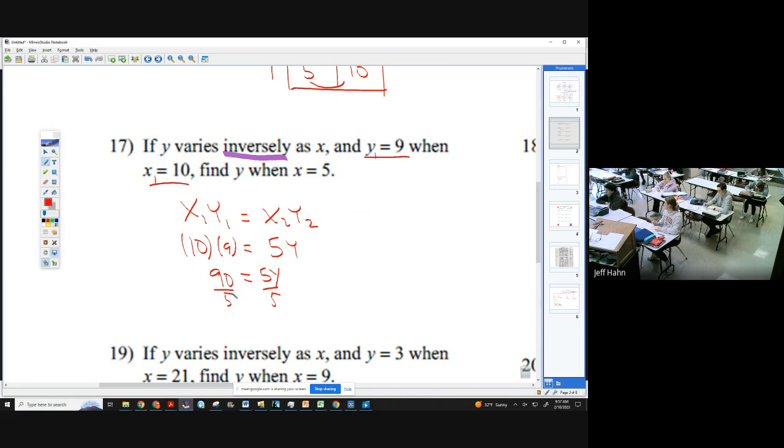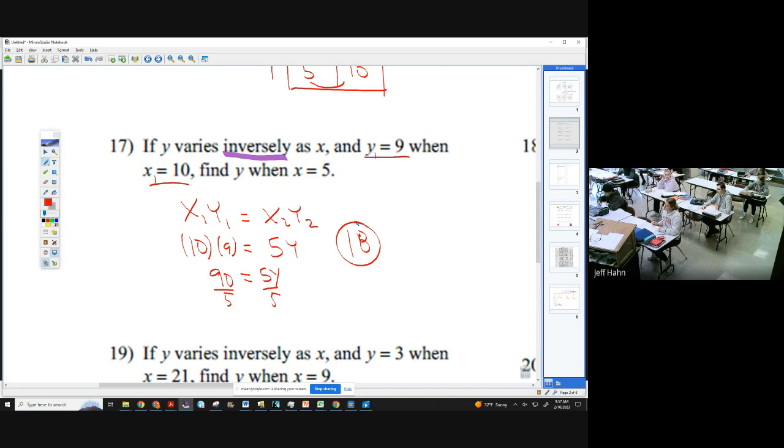It's amazing. What is 90 divided by 5? Somebody say? 18. So why? Do you see the difference? This one's the board. And you should probably make sure that it makes sense to you. Look, x went from 10 down to 5, so y would get bigger. X went down, y goes up.